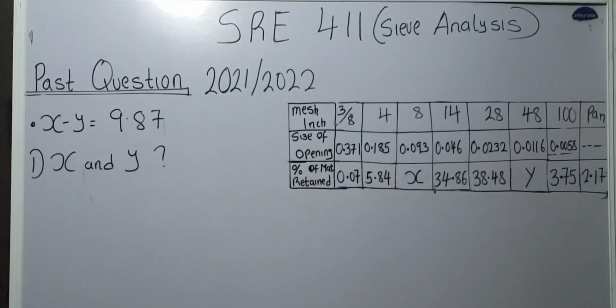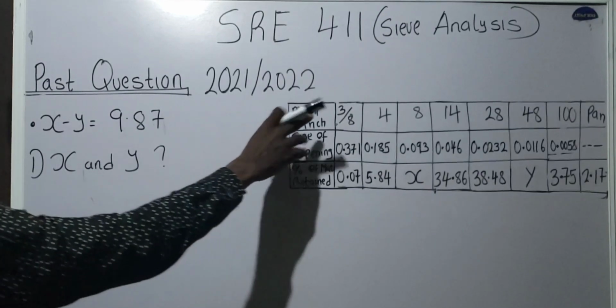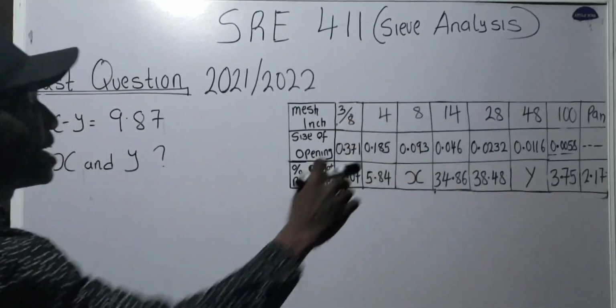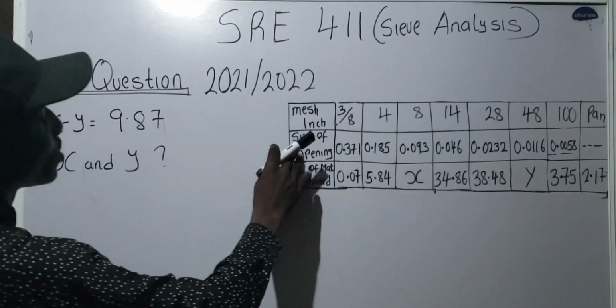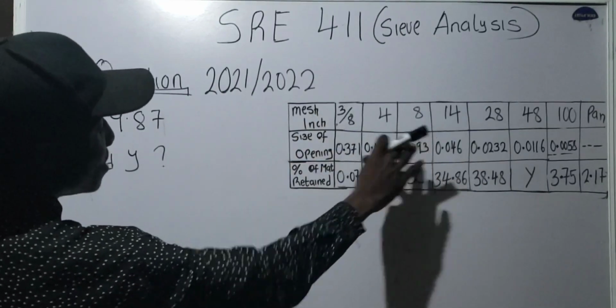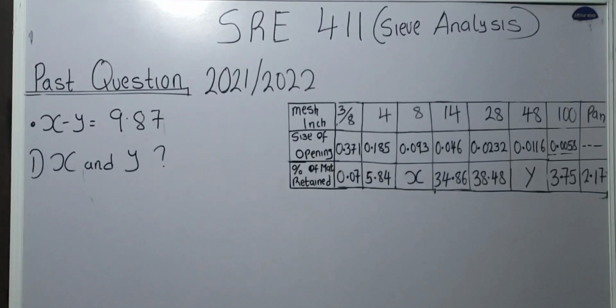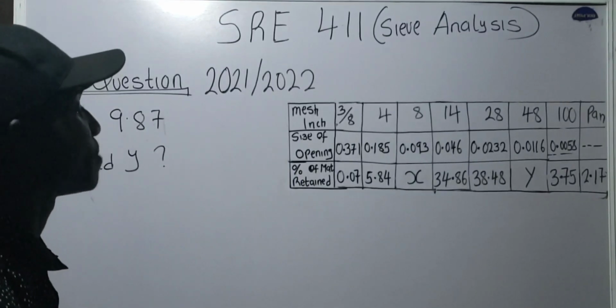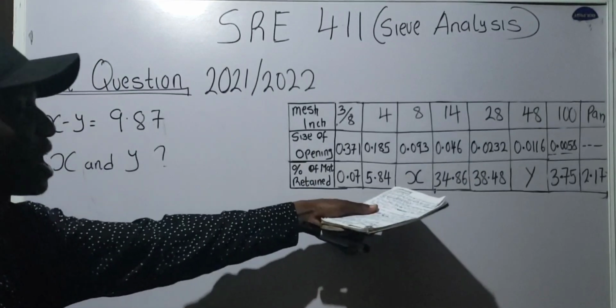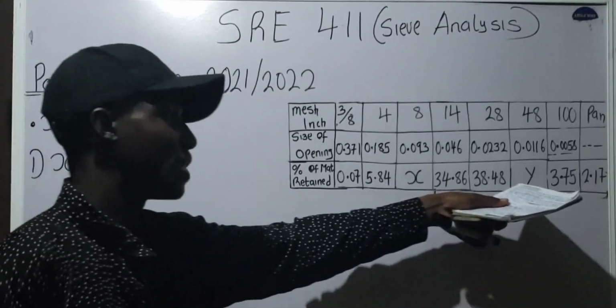Okay, now let's start. Don't forget that we are given the mesh in each; these are the sieves that we use in the analysis. The size of opening of each sieve is this, and the third row is the percentage of material retained. If you look at the row of percentage of material retained, we can see that we have the value of x and we have the value of y.